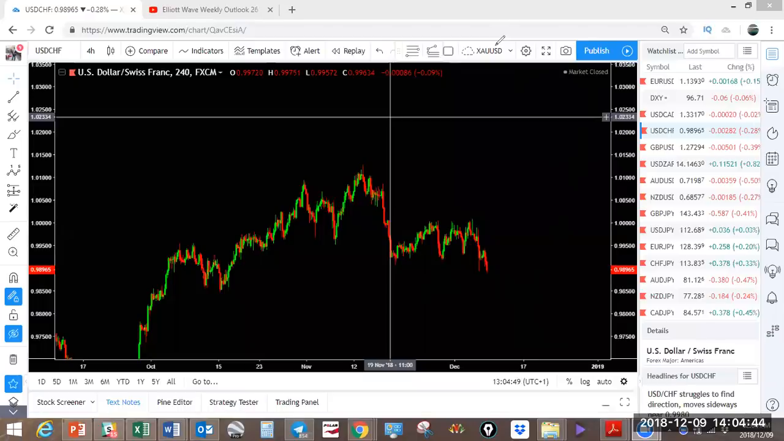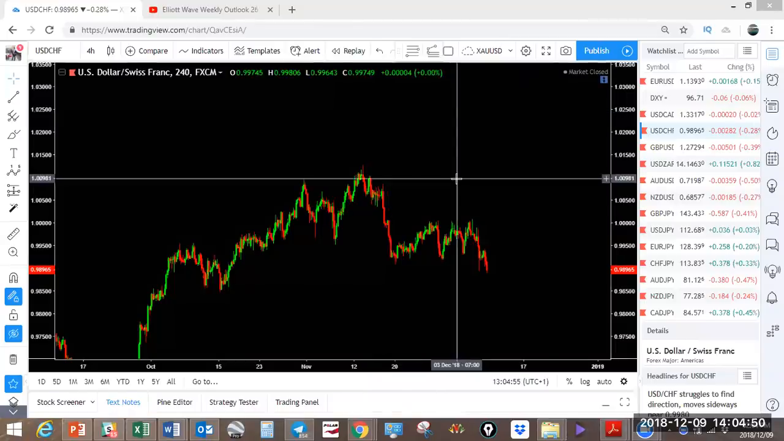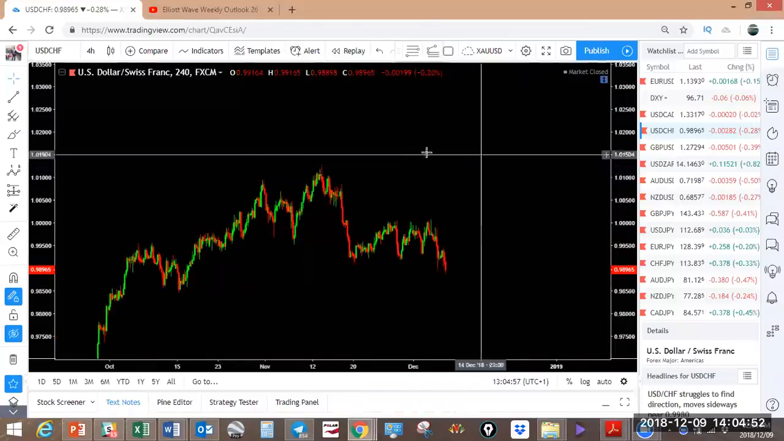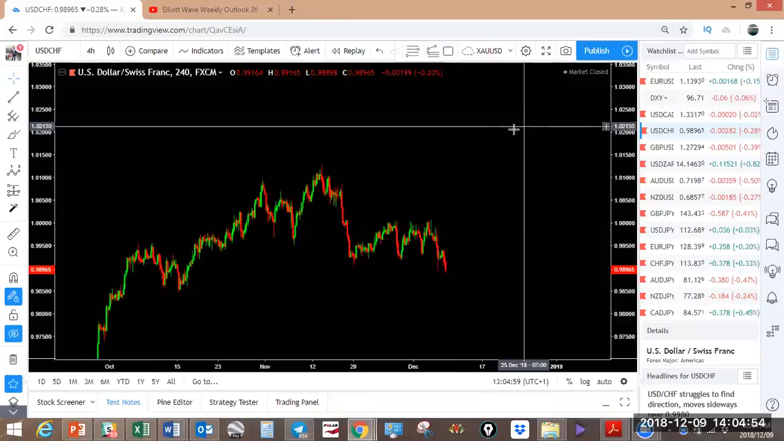Somebody's saying something. Is it possible that it's an ending diagonal? On which one, Anum? Ending diagonal on what? On which pair? US dollar CAD. I'm not looking at it. It's possible, but I'm not looking at it as an ending diagonal. Send me a view. We'll discuss.